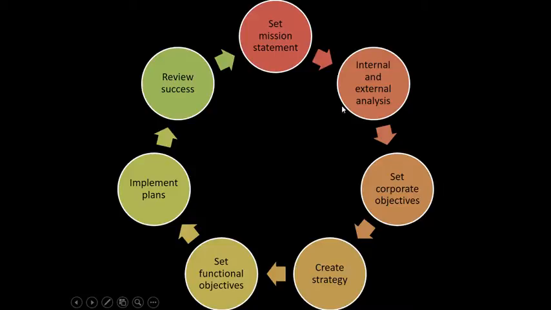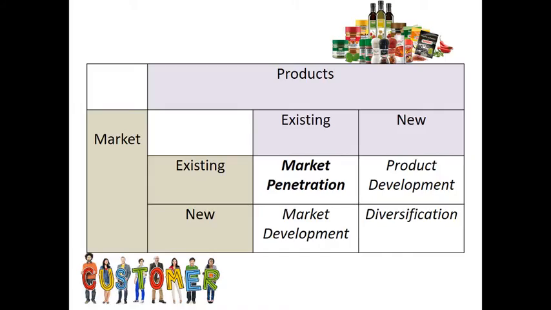So Ansoff's Matrix sits within the corporate planning process: setting our mission statement, conducting our SWOT analysis, looking inside and out of the business, and setting our objectives. Once we set our objectives, we can create our strategy, our plan, in order to achieve them. Part of this is thinking about what customers we're going to target with what products, which is where Ansoff's Matrix comes in.